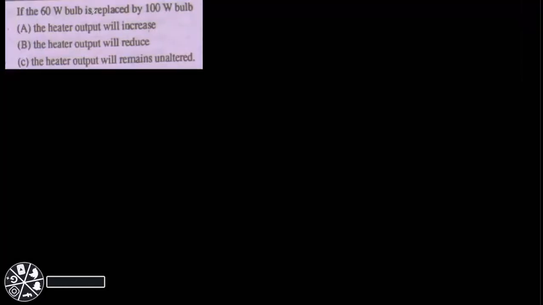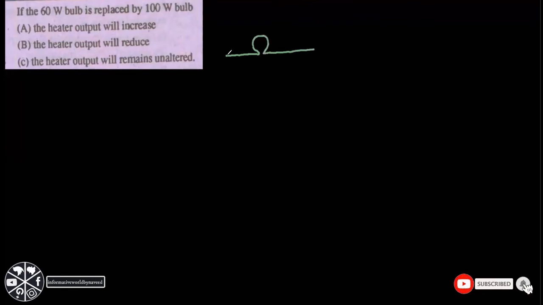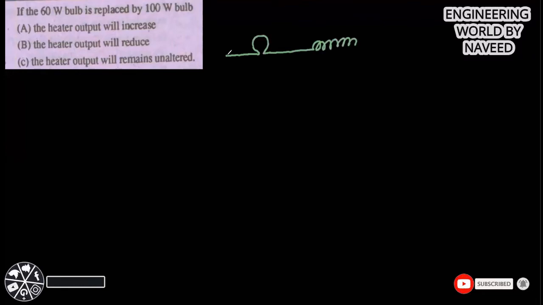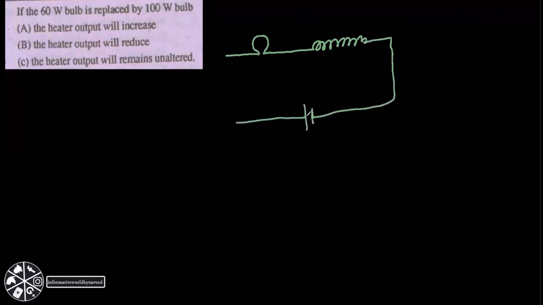Okay, next MCQ is: a standard 60 watt bulb is in series with a room heater and connected across the mains. If the 60 watt bulb is replaced by a 100 watt bulb, the heater output will increase, the heater output will reduce, the heater output will remain unaltered. So actually the circuit diagram will be like this. Here I will have a bulb that is 60 watt. Here I will be having a nichrome wire heater, and here I will give supply.